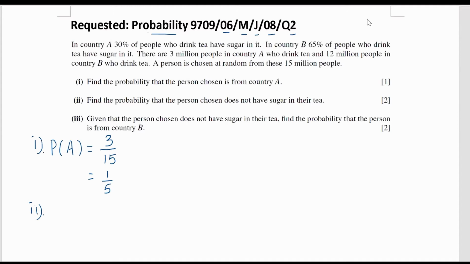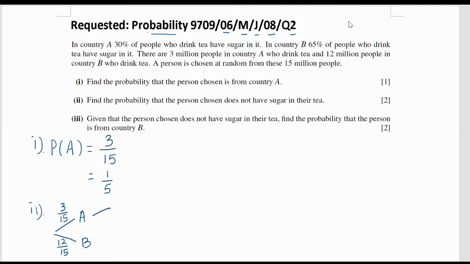In order to find the probability that the person chosen does not have sugar in their tea, we will answer part 2 by using a tree diagram. First, a person is chosen either from country A or country B, and the probability is 3/15 for country A. At the same time, from country B it is 12 million out of 15 million.